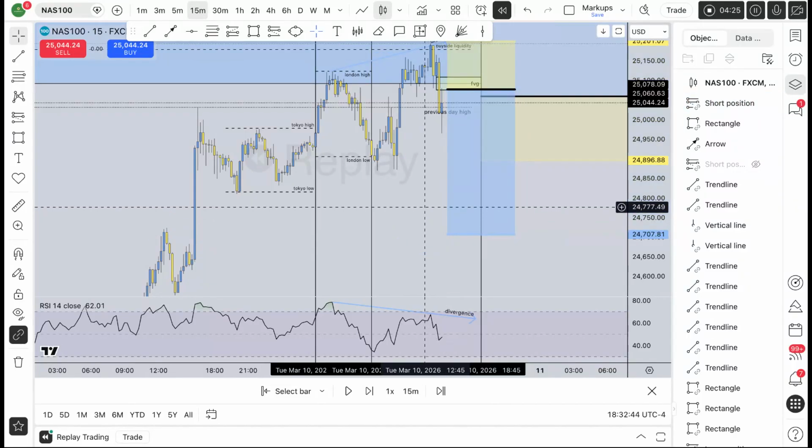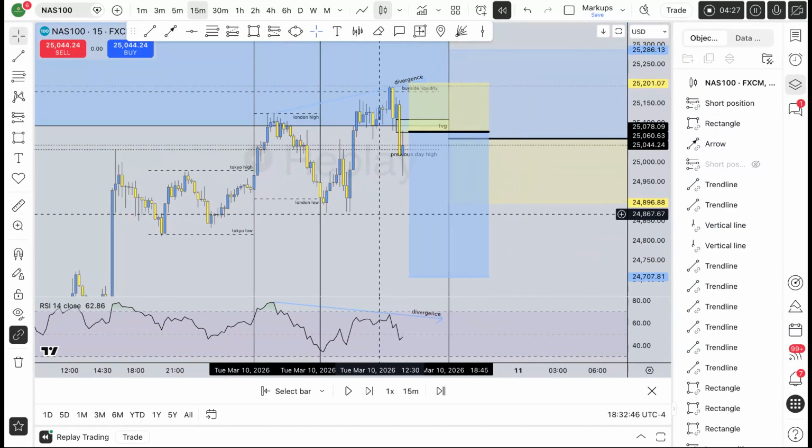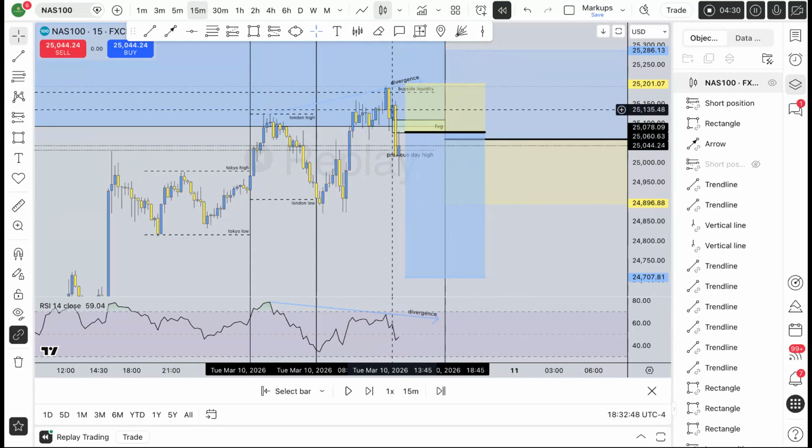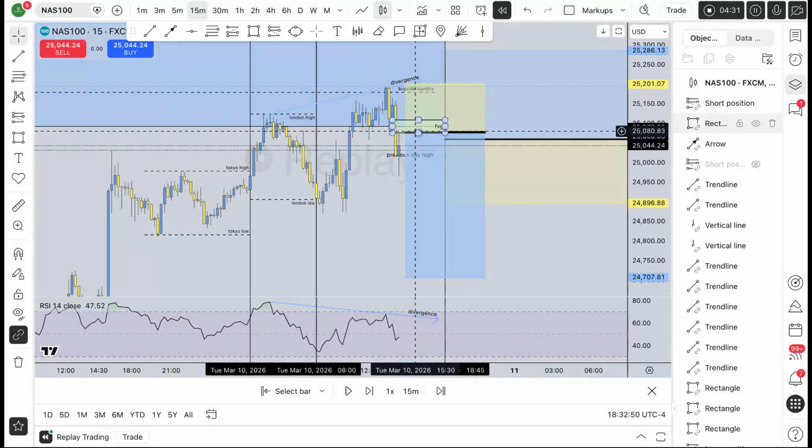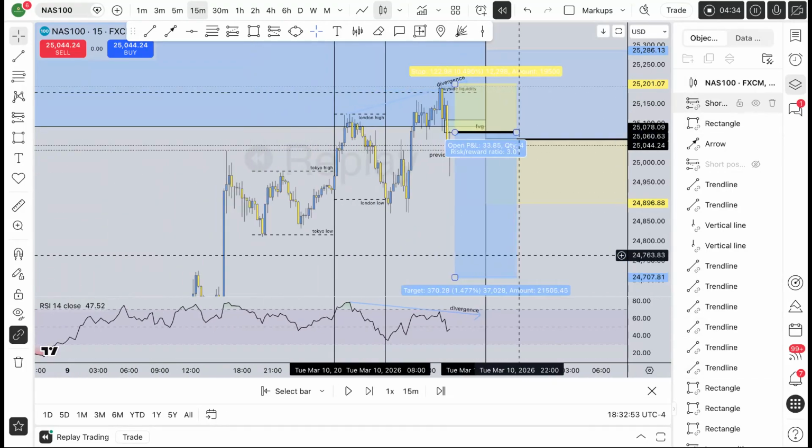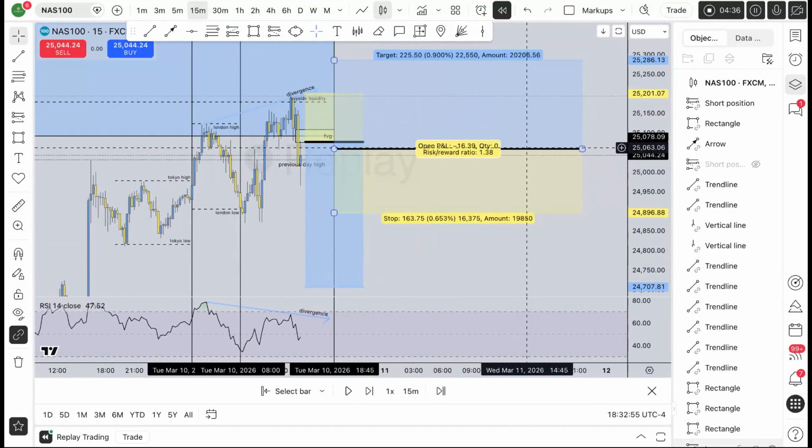Boom, we can do it right there. Okay. So again, what we're going to be looking to happen is we're going to look for price to tap back into the fair value gap and then take us to our take profit. Okay. Again, this was my original trade idea.